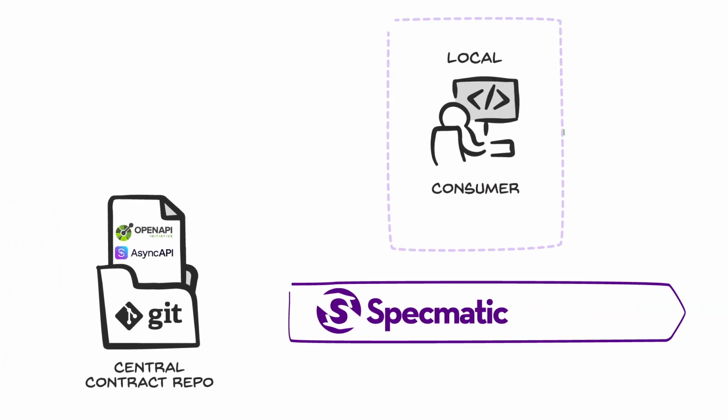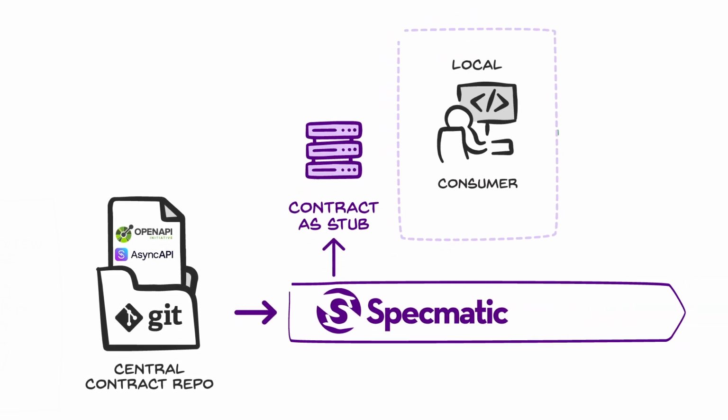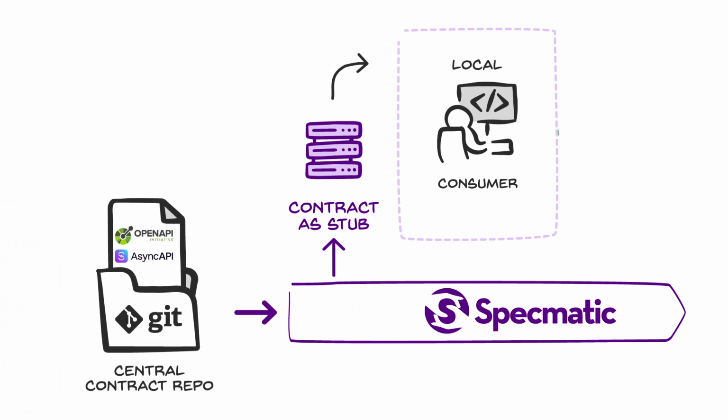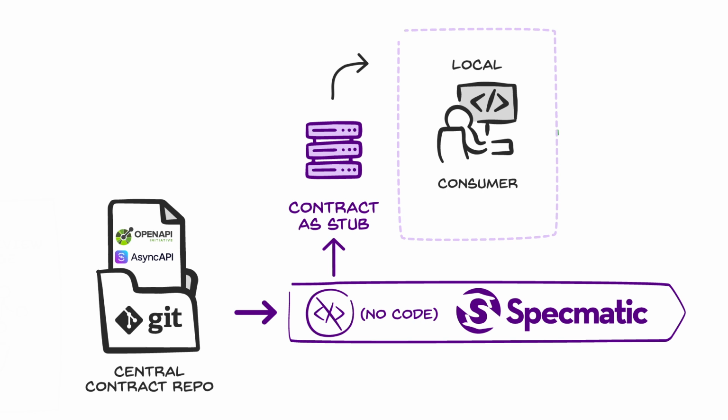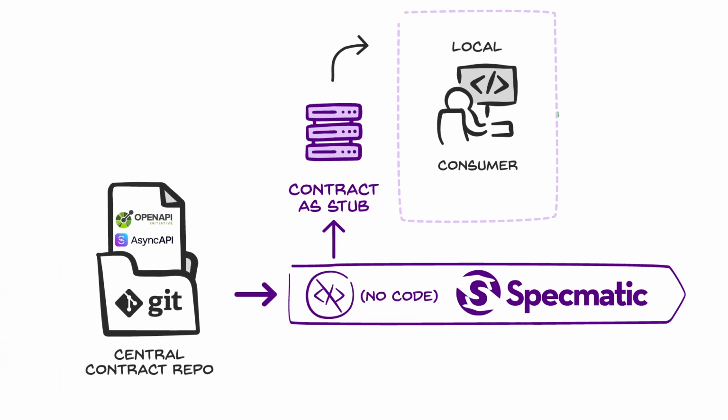Now, when the consumers start their development, they would use Specmatic to mock or stub out the provider using the spec in the central contract repo. Specmatic provides no-code service virtualization by leveraging API specifications. This will allow the consumer to develop and test their code locally without waiting for the provider service.